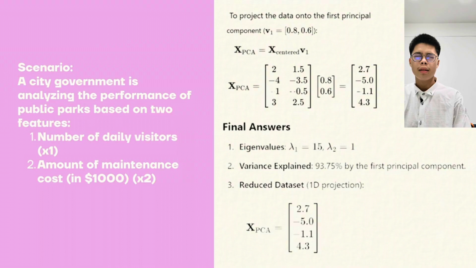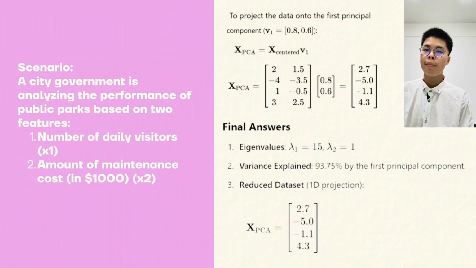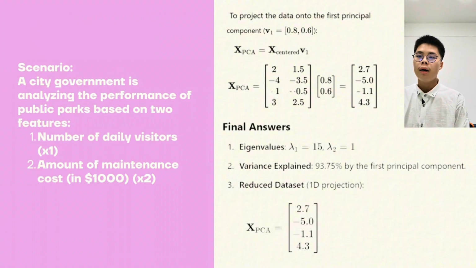But the second and the third row have negative values, and this negative value tells that this point deviates in the opposite direction of the principal component. A large negative score like minus 5 in the data indicates imbalance, such as high maintenance cost but relatively fewer visitors, or high visitors but very low maintenance costs, possibly leading to poor quality or overuse.